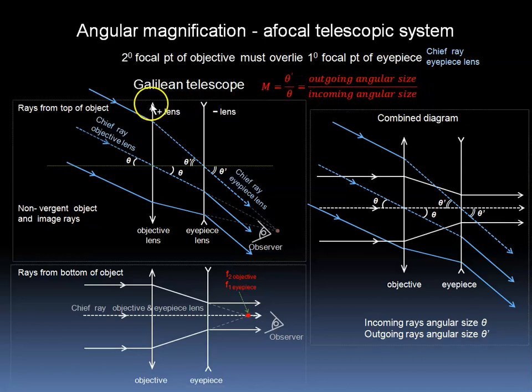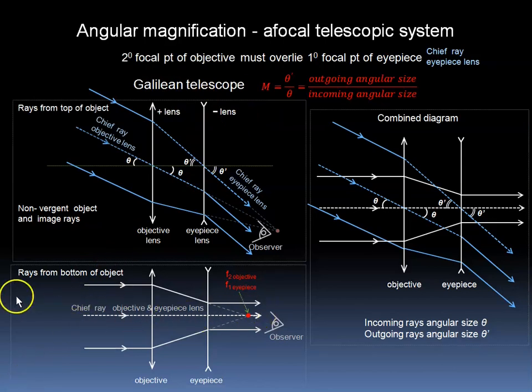When one of the lenses is a plus lens and the other is a minus lens, we have a Galilean telescope. The condition that must be met for a telescopic system to operate in this manner is that the secondary focal point of the objective lens must be in the same plane as the primary focal point of the eyepiece.